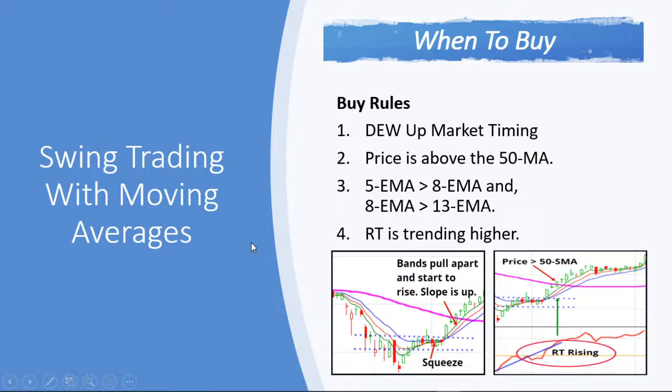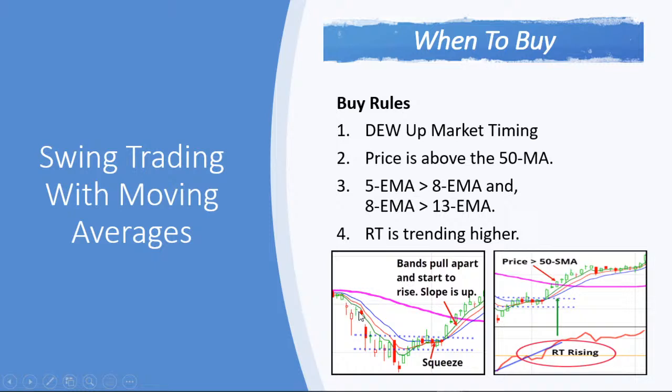Okay, so here's what it looks like. Again, buy rules, DEW is up. This pink line here is the 50-day moving average. The 5-day moving average is in green. The 8-day moving average is in, let's call that red. And the 13-day EMA is in blue.